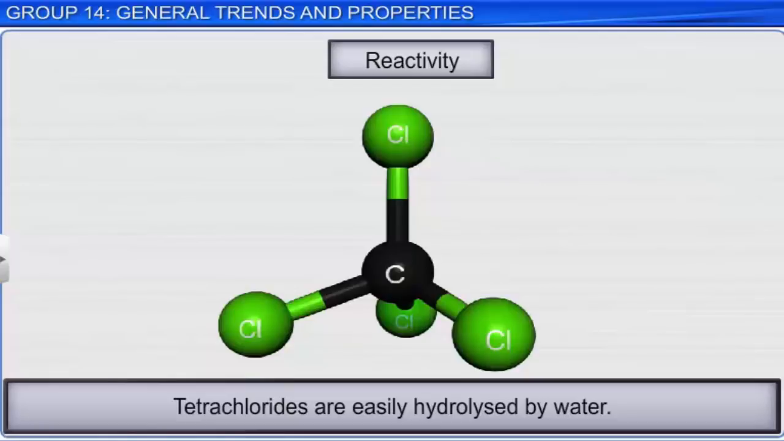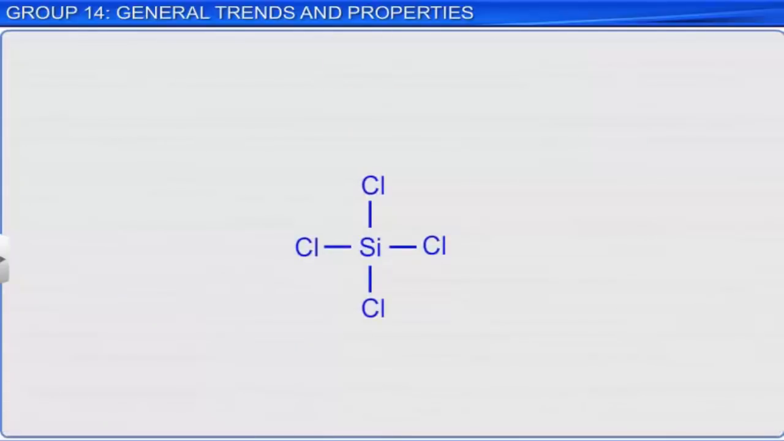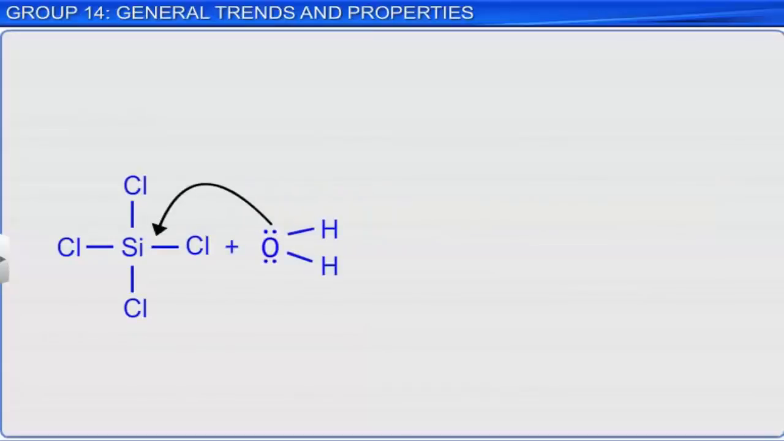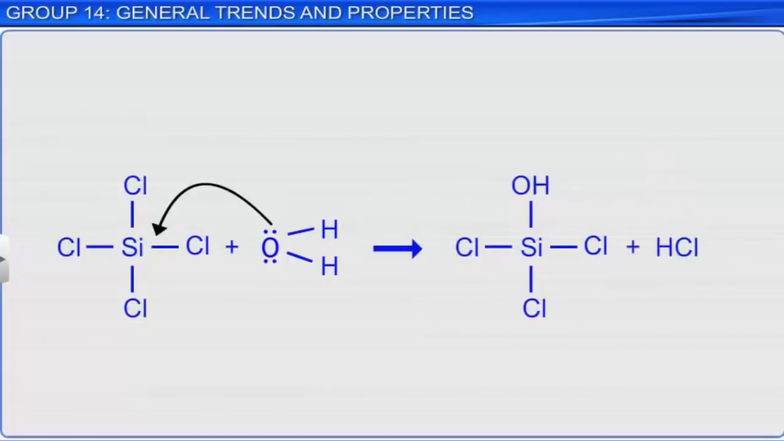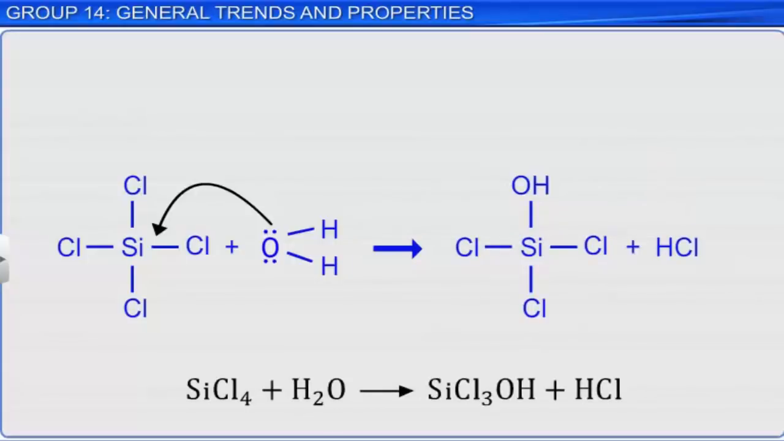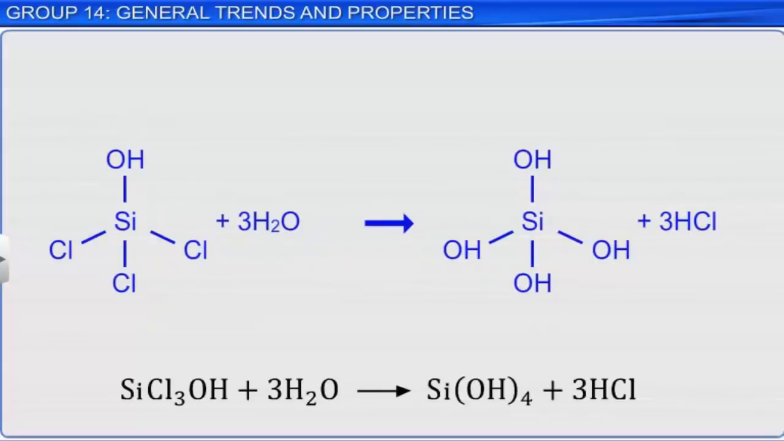For example, consider the hydrolysis of silicon tetrachloride. The silicon atom in SiCl4 accepts a lone pair of electrons from a water molecule, forming SiCl3OH and HCl. This process then continues 3 more times, eventually forming Si(OH)4.